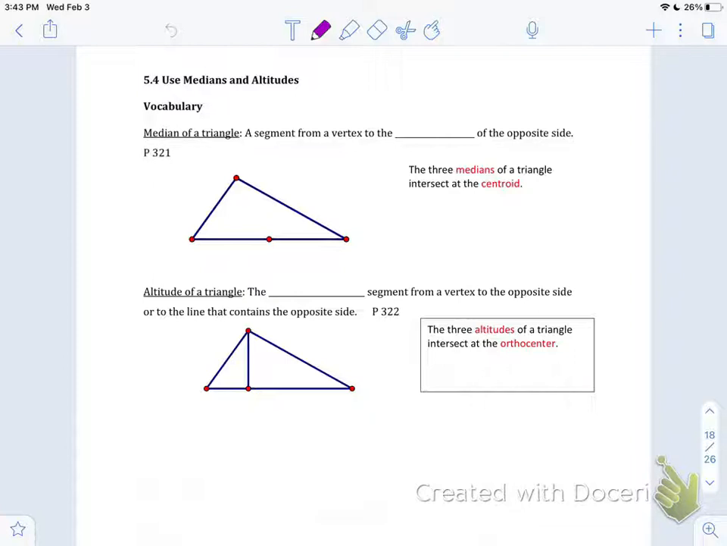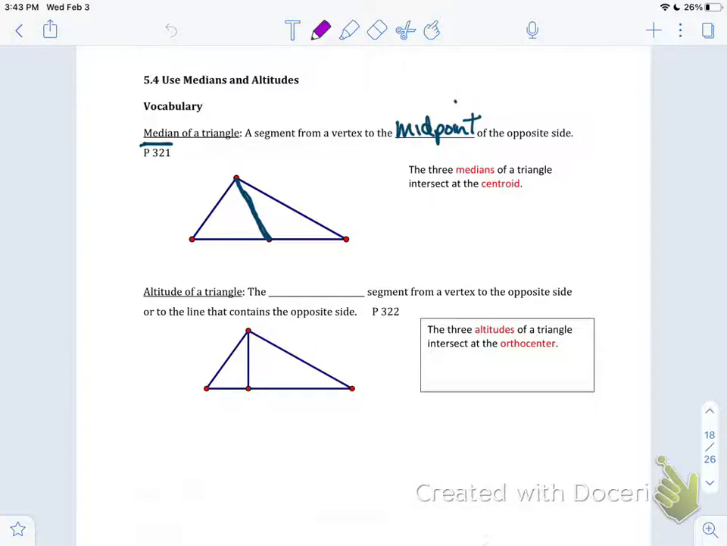Okay, so the median of a triangle is the segment from a vertex to the midpoint of the opposite side. Okay, so here's a vertex right here on top, and if you connect from the vertex right down here in a straight line, that is a median.